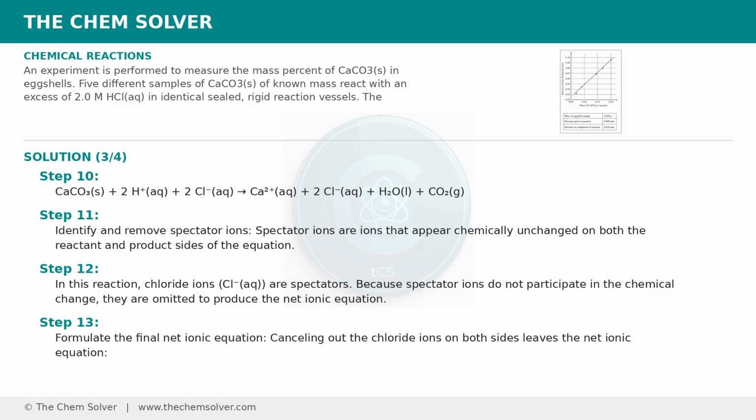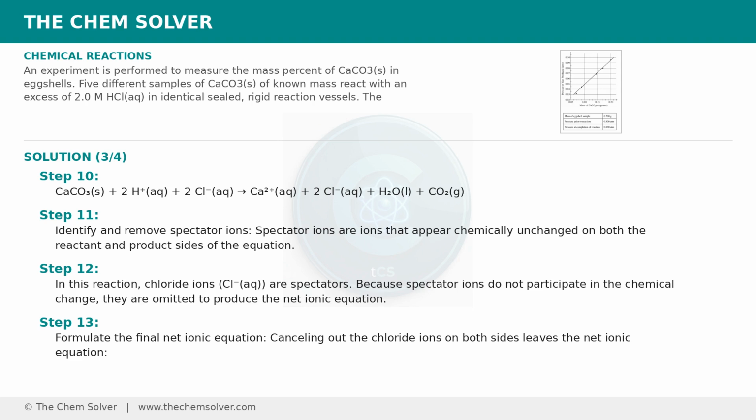Identify and remove spectator ions. Spectator ions are ions that appear chemically unchanged on both the reactant and product sides of the equation. In this reaction, chloride ions, Cl-, are spectators. Because spectator ions do not participate in the chemical change, they are omitted to produce the net ionic equation.